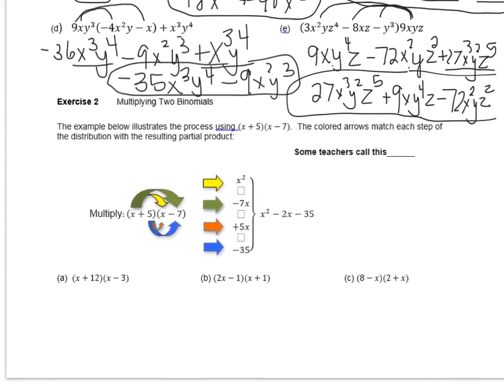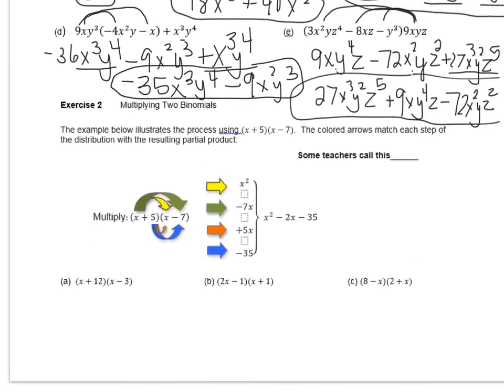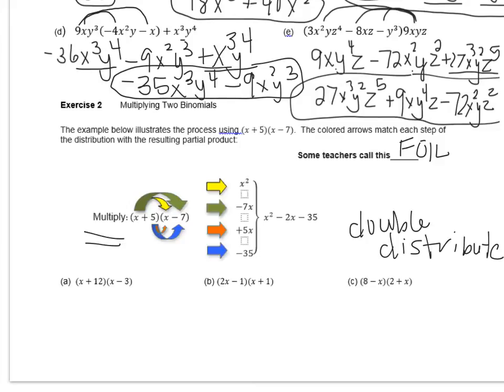Now what happens when we multiply two binomials? You're still going to distribute. Some people call this FOIL. I'll tell you why in a second. I refer to it as double distribute because basically you have to distribute both terms through the second set of parentheses. Let's look at this example. Multiply x plus 5 times x minus 7.